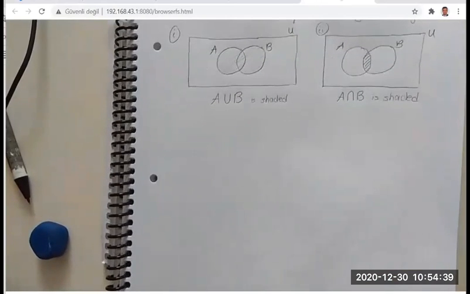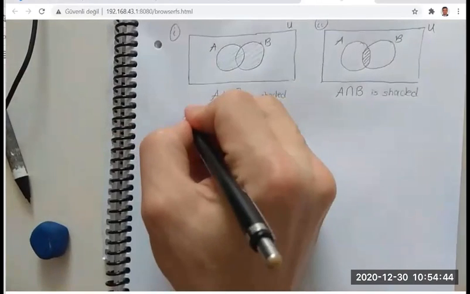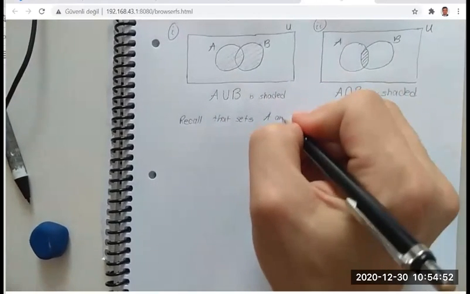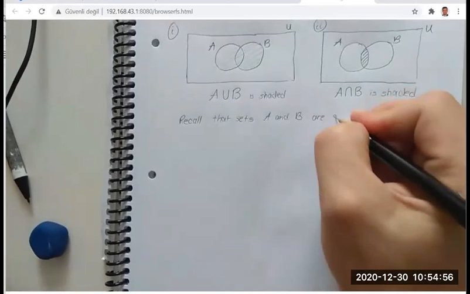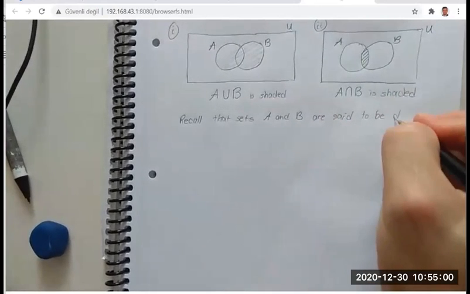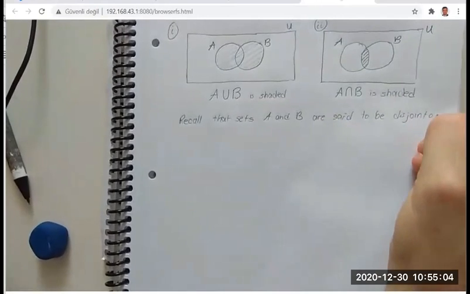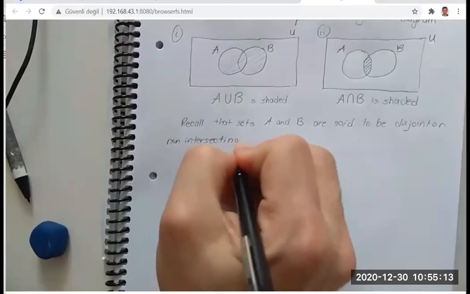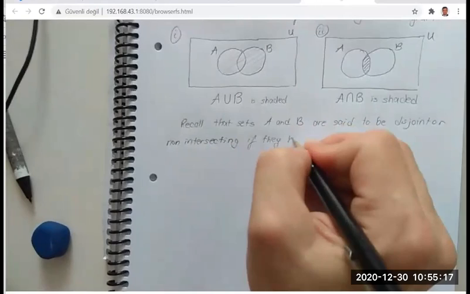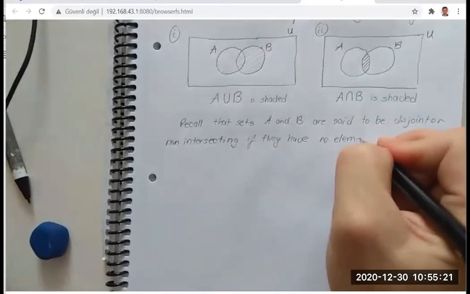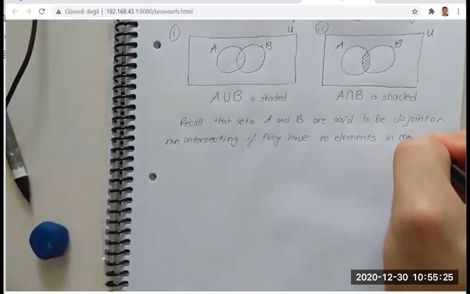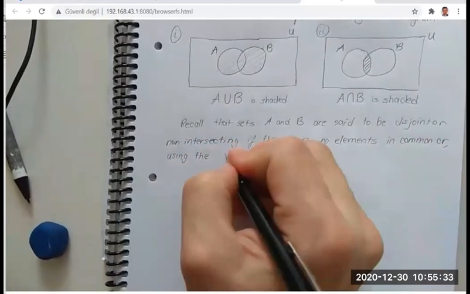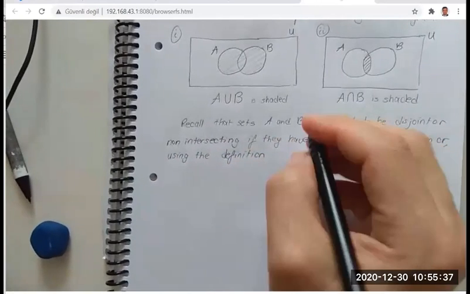Here is the explanation again. Recall that sets A and B are said to be disjoint or non-intersecting if they have no elements in common, or using the definition of intersection.